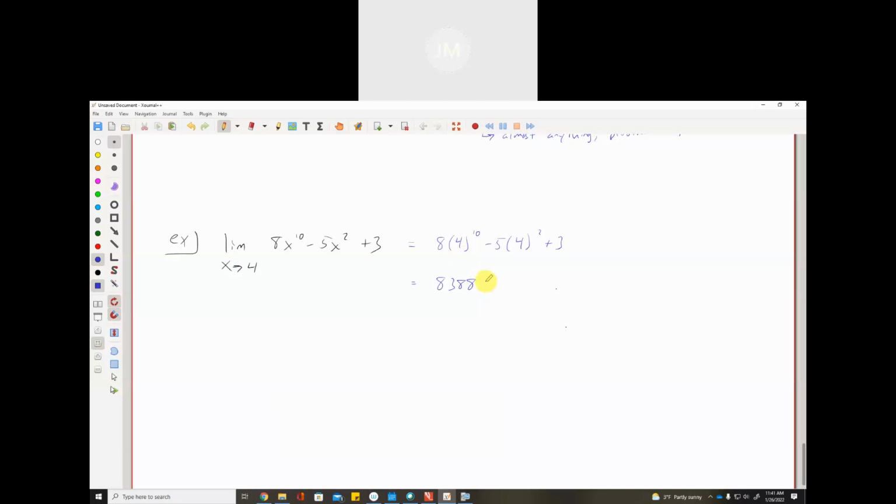8,388,531. Okay, and the number isn't important, but the idea is that I can solve this just by plugging in direct substitution. This is how I'm going to do the limit. Okay, done. All right, let's look at another example.